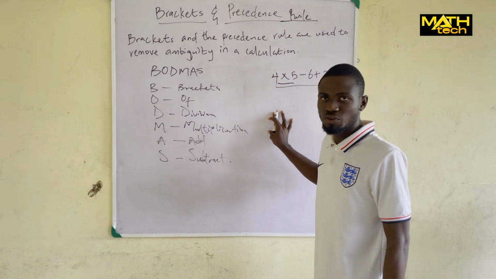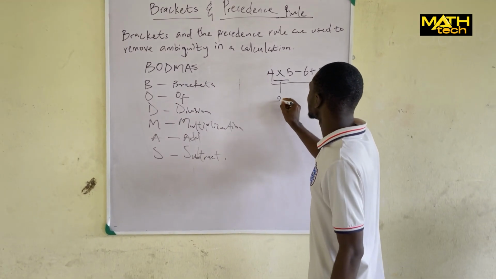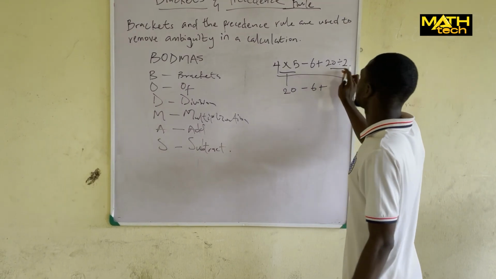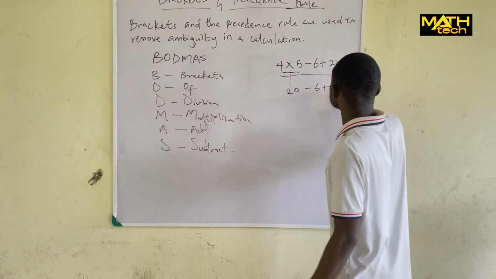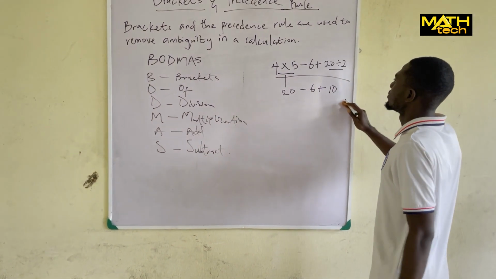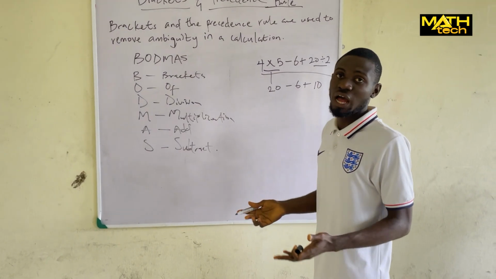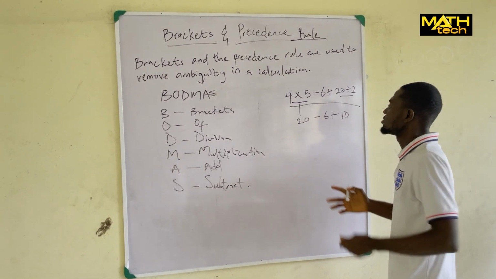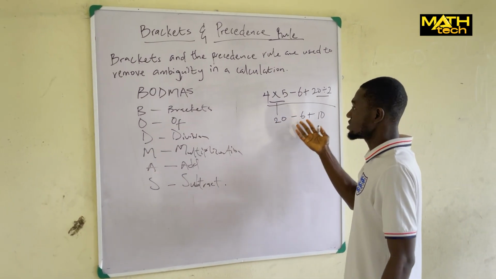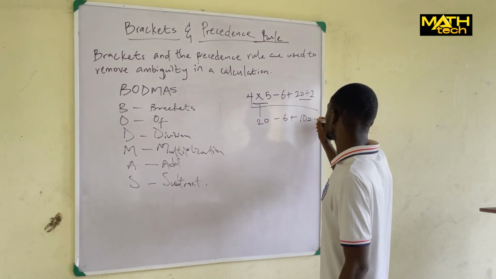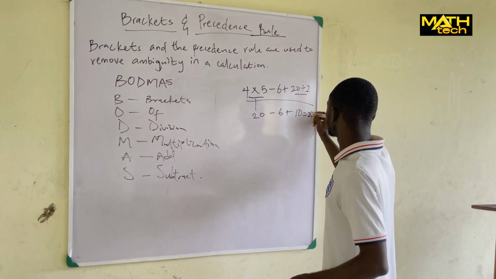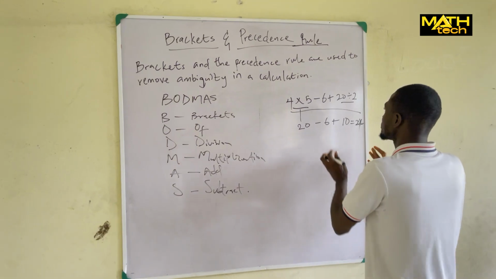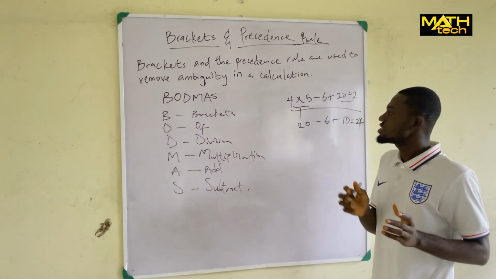So 4 times 5 gives us 20, and this remains minus 6, plus 20 divided by 2 gives us 10. Then we can go in with our addition and subtraction. Then we have 20 minus 6 plus 10. So this will be 20 minus 6, 14, plus 10, and our result will be 24. Following the precedence rule, we get the correct answer, which is 24.